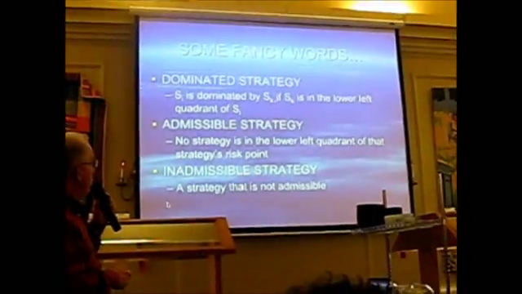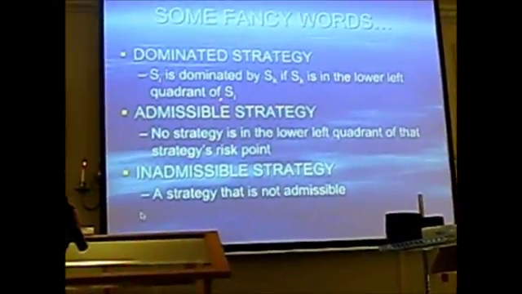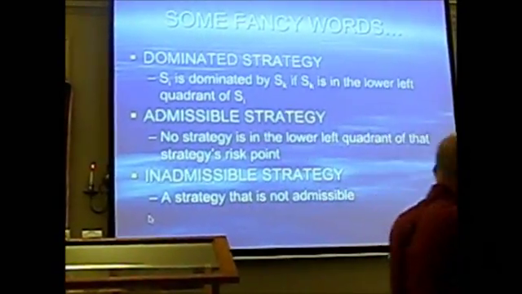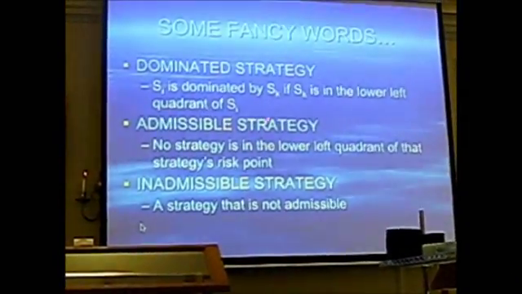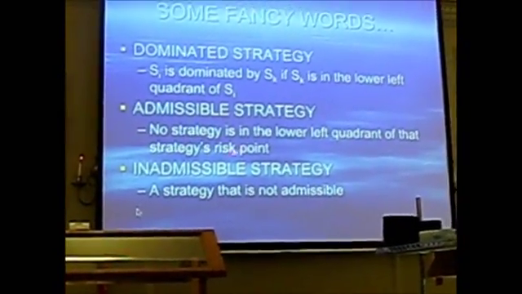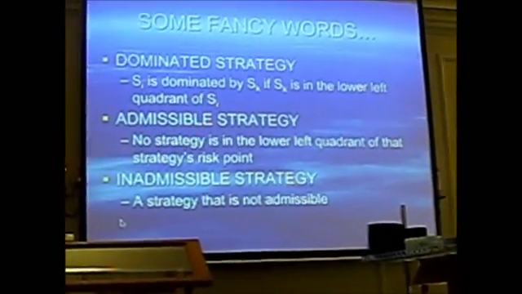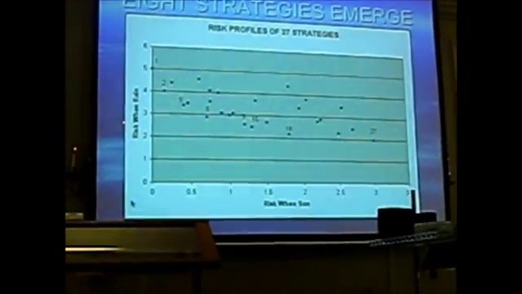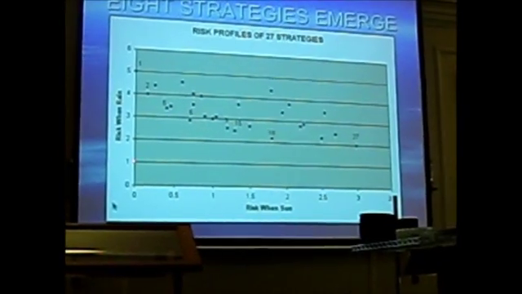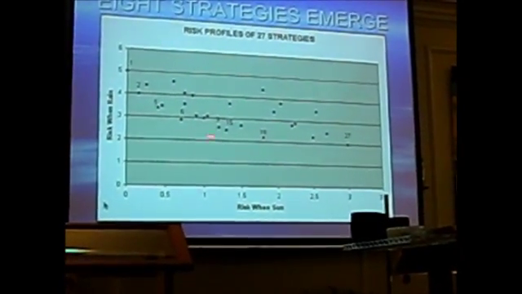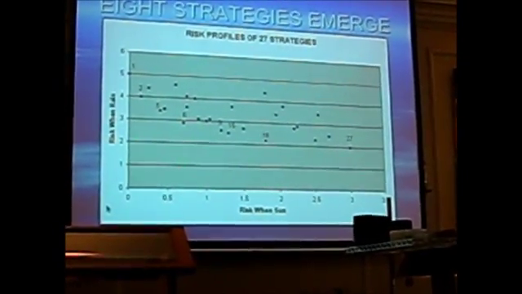S_I is dominated by a strategy S_K if S_K is in the lower left quadrant of S_I. That's what we just sketched out on the geometry in the previous slide. And we call an admissible strategy a strategy where no strategy is in the lower left quadrant of that strategy's risk point. An admissible strategy is one, such as 6 or 27, that has no other strategies in the lower left-hand quadrant. There's no strategies down here that would be uniformly better than that.